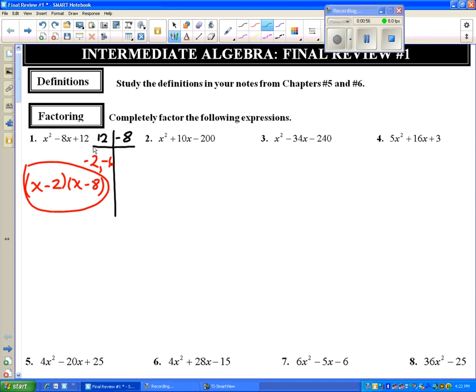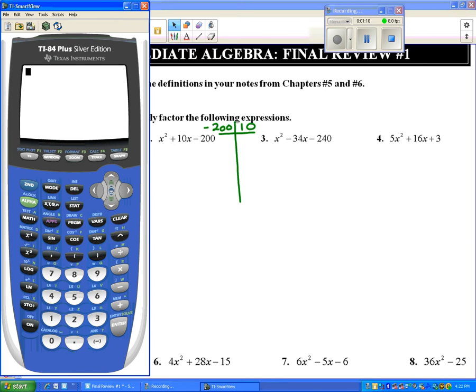So this is x minus 2 times x minus 6. Number 2, same idea. The 1 in front of the x squared tells me to use basic factoring. What multiplies to be negative 200 and adds to be 10? Again, I need to find the factors of 200. If I don't recall how to find those or what they are, I can go to y equals. I can type in 200 divided by x. I can then go to my table.